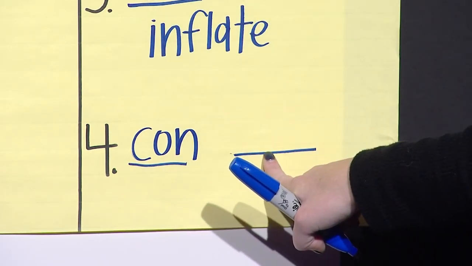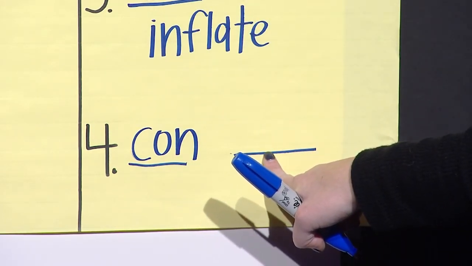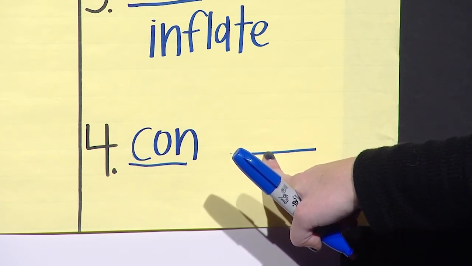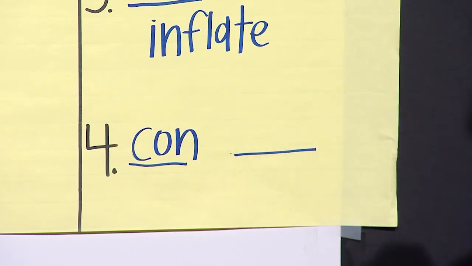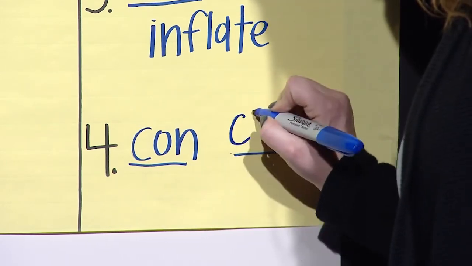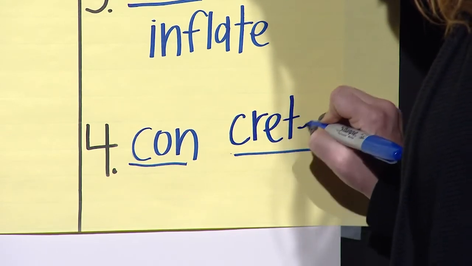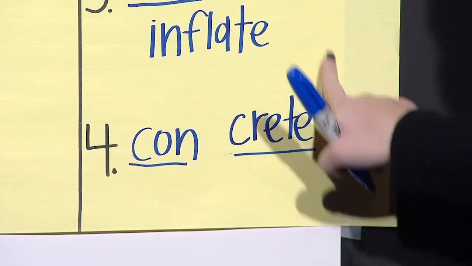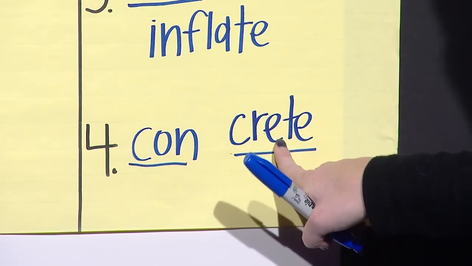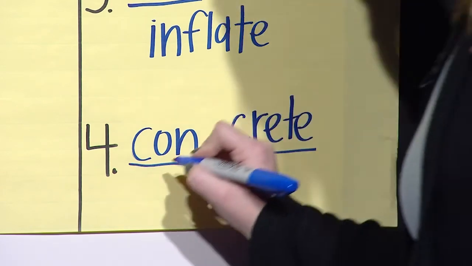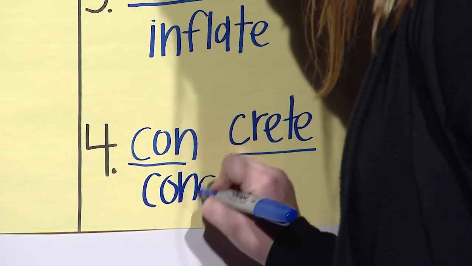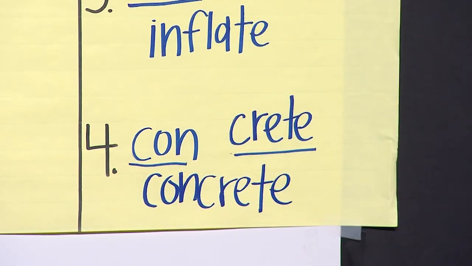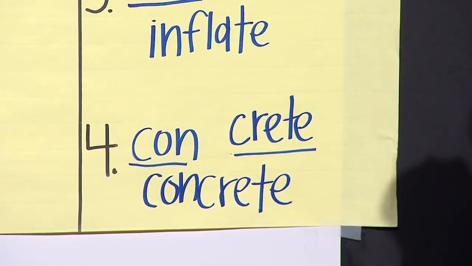What's our second syllable? Crete. Sound it out. K-r-eat. Can you spell it? Now make sure you had that E at the end, because that E, that silent E, is what made our vowel right here long. And when we put it together, we get concrete. Our word is concrete. Thank you so much for working on those words with me.